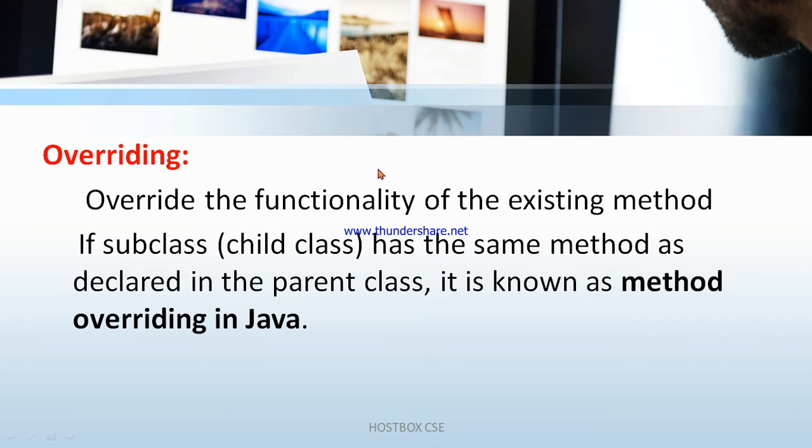Overriding means what? As I already told you, these concepts always show the relationship between classes and objects. Overriding means overriding the functionality of an existing method. According to Java, if the subclass or child class has the same method as declared in the parent class, it is known as method overriding in Java. So remember, if the child class or subclass has the same method as declared in the parent class, it is known as method overriding.